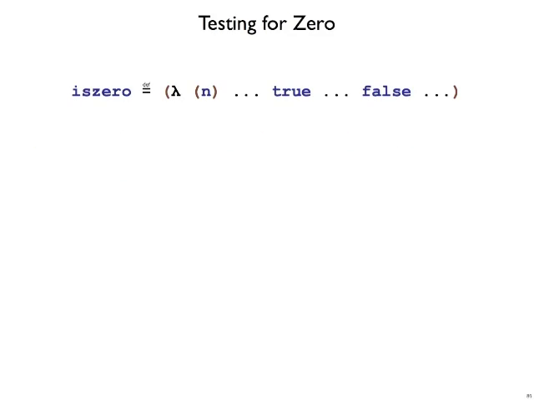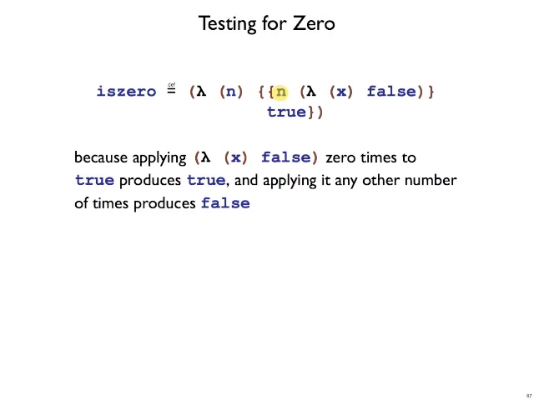How about checking for whether a number is 0? So this is0 function needs to take a number n and return true or false, keeping in mind that these are our function encodings of true and false. So how can we tell the difference between a 0 and all other numbers? Well, a 0 is the only one that never uses its first argument. That is, when we apply the number 0 to a function and an argument, it applies the function 0 times to the argument. So if we apply this function 0 times to true, we're just left with true. Whereas if we apply it one or more times, then we will get false back.